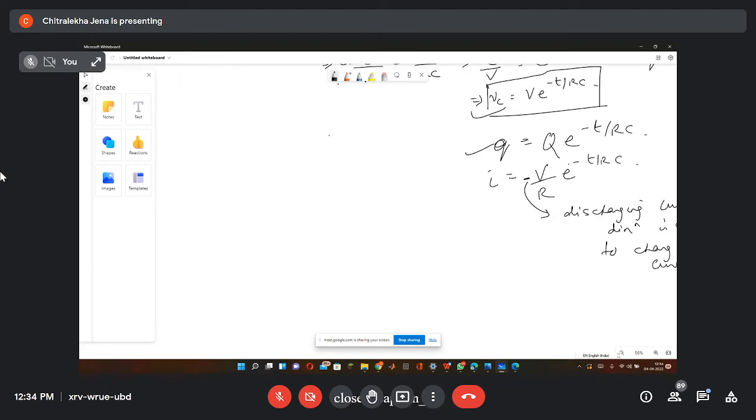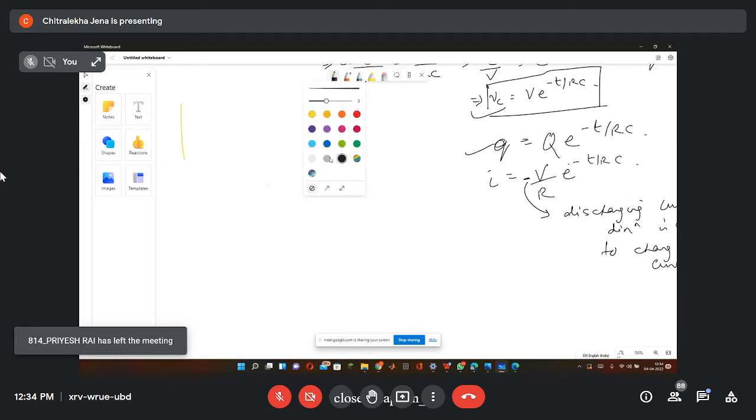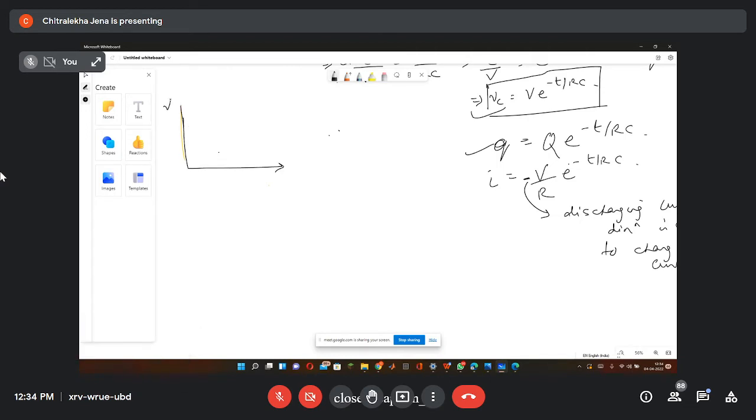So now I will draw a graph between voltage across the capacitor versus time. Okay, what will be your equation? Initially, at t equal to 0, what is the voltage? Voltage is equal to capital V. At t equal to infinity, what is the value of the voltage? Voltage is equal to 0. So that means it is 0 at t equal to infinity.